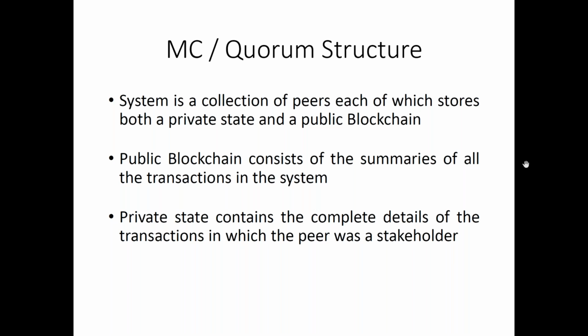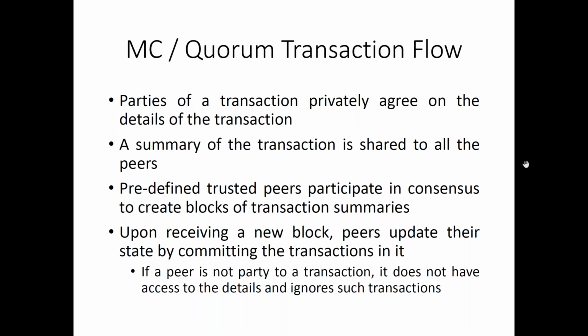Okay, right. So how does a transaction take place in multi-chain or a quorum system? To begin with, again, just like in Corda, the parties of the transaction privately agree on the details of the transaction. When I say privately agree, what I mean is they don't go through the peer-to-peer network. They establish a point-to-point connection and agree on the details of the transaction. And both of them prepare a summary of the transaction and share it to all the peers in the system.